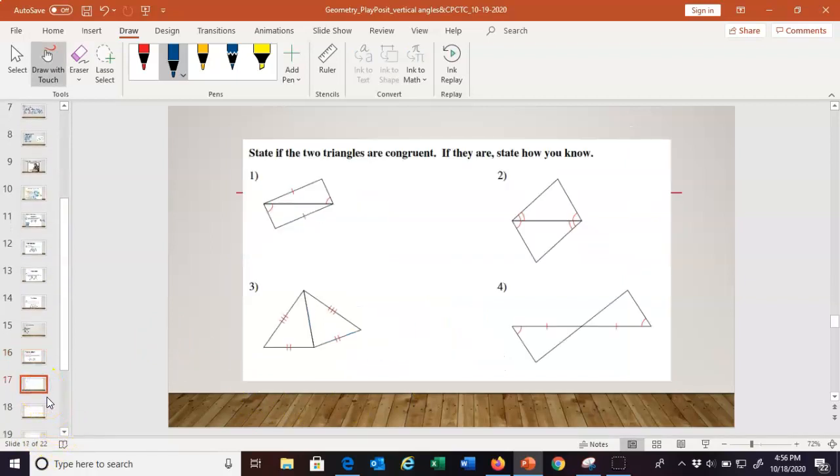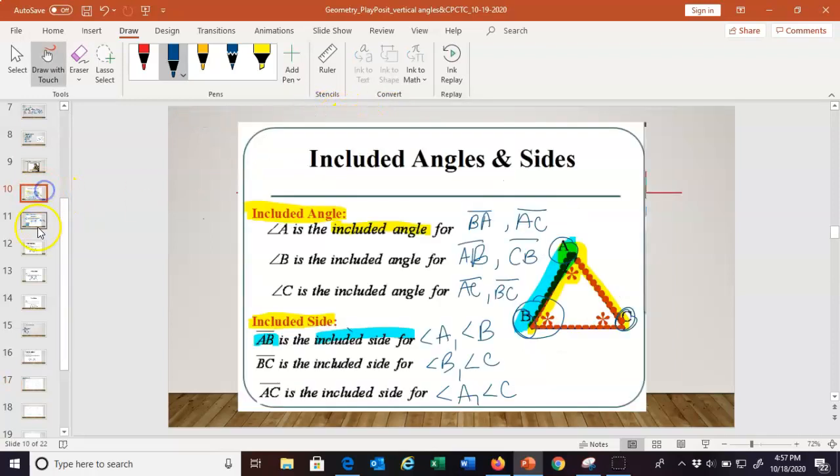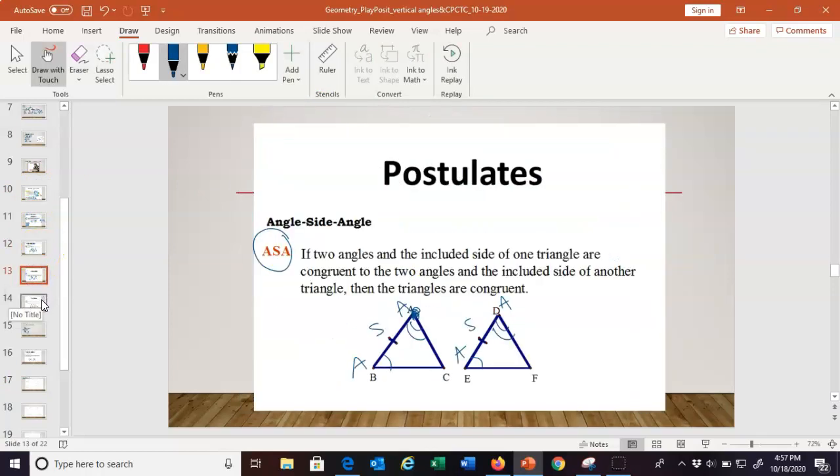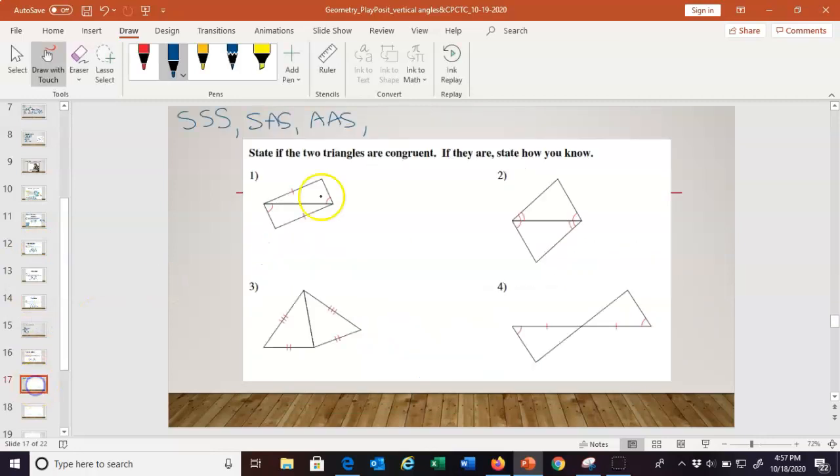All right, let's get into some. So here's the diagrams. It tells us to state if the two triangles are congruent. If so, how do you know? So I think let's write our postulates up here so we don't forget them. Side, side, side, side, angle, side, angle, side, angle, angle, side, and HL.